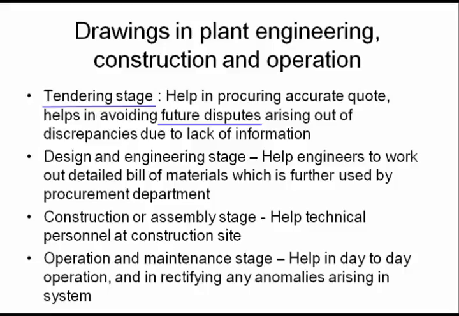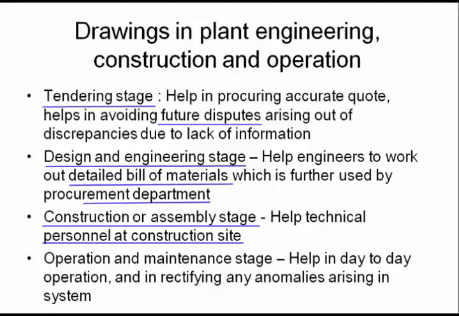At the design and the engineering stage, then what we need is a bill of materials, a detailed bill of materials, which is used by the procurement department. It forms the basis of an inventory, so we know what we have to maintain. And then, of course, the construction and assembly stage is where we're using personnel at the construction site to build something. And then, as I say, the ongoing aspect of this is the operation and maintenance stage.